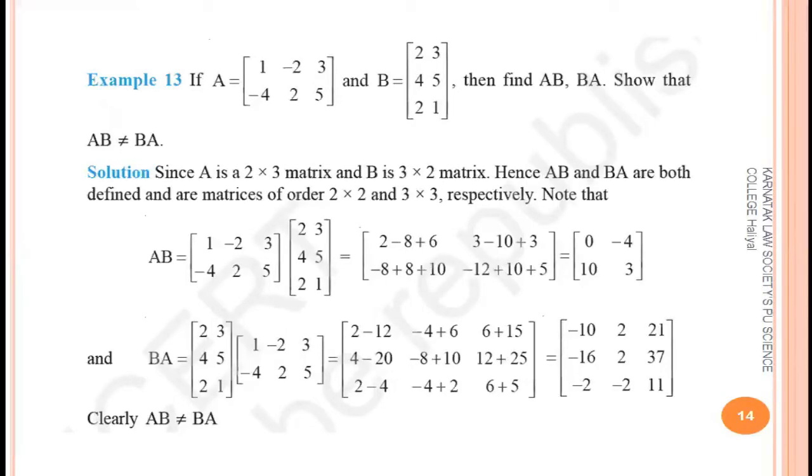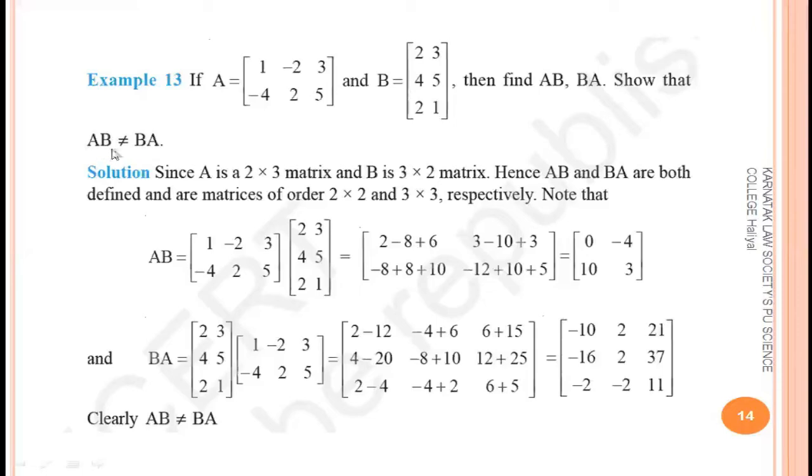Let us see another example here. We need to check whether they are commutative or not. What they have given here? A is [1, -2, 3; -4, 2, 5] and B is [2, 3; 4, 5; 2, 1], and then find AB and BA. We need to show that AB does not equal BA.